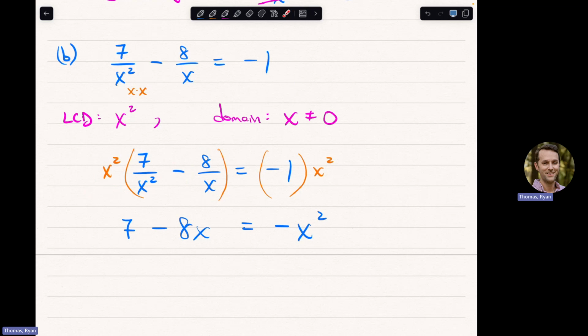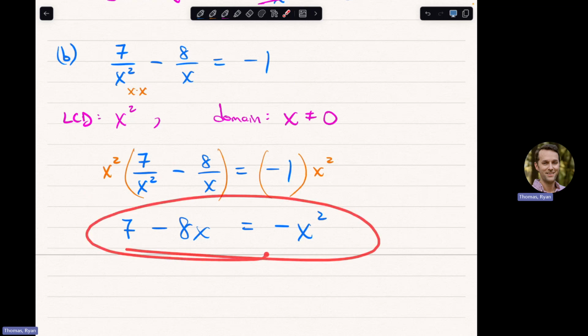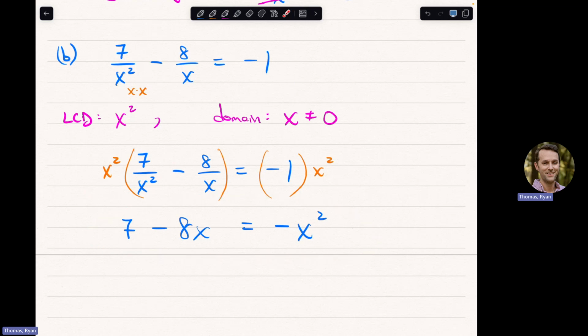Then what? We've gotten rid of all the fractions. So we're at step 3 on our flow chart there. Now we should just be able to solve this thing. What kind of thing is it? Right. So how do we solve it? Yep, make it equal to 0. So get everything to one side.